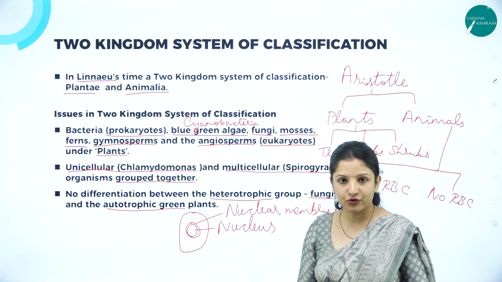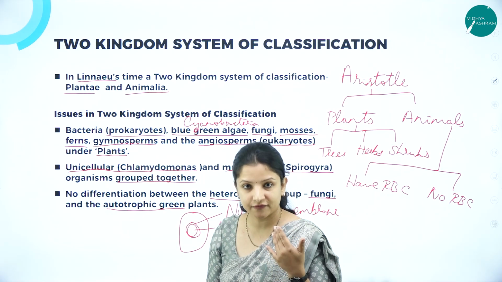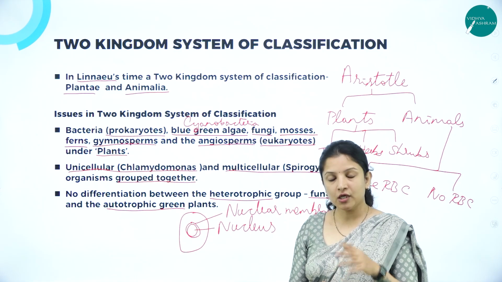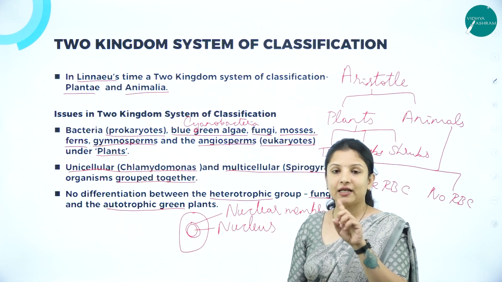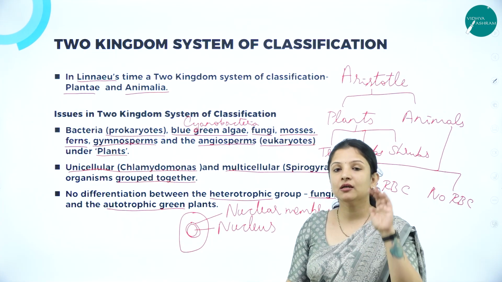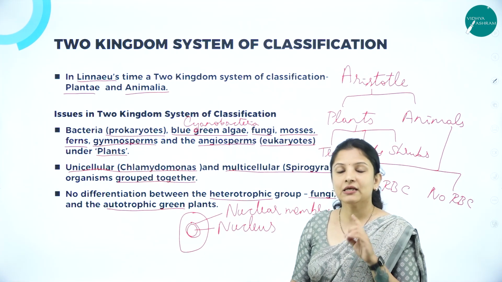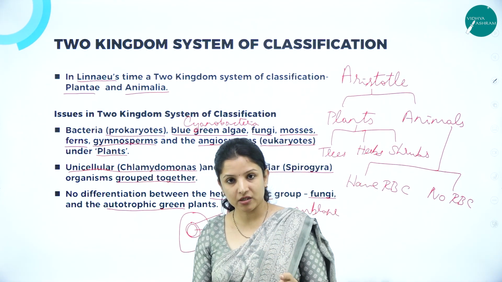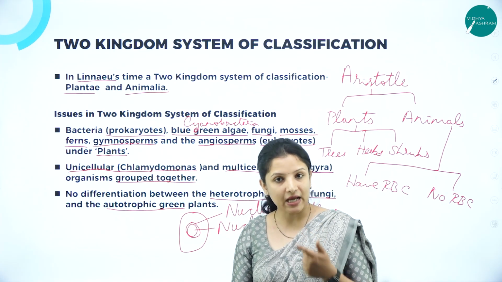Fungi are heterotrophic. Heterotrophic means they depend on other organisms for their food. Autotrophic means they depend on themselves for their food. In autotrophic, we have two forms, that is photosynthetic and chemosynthetic. Photosynthetic, they synthesize their own food by making use of sunlight. Chemosynthetic, they synthesize their own food by making use of chemicals. And in heterotrophic, we have parasitic, saprophytic.